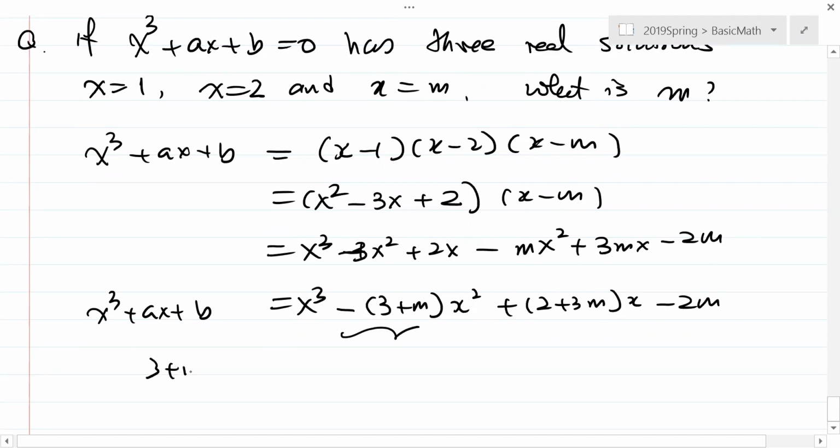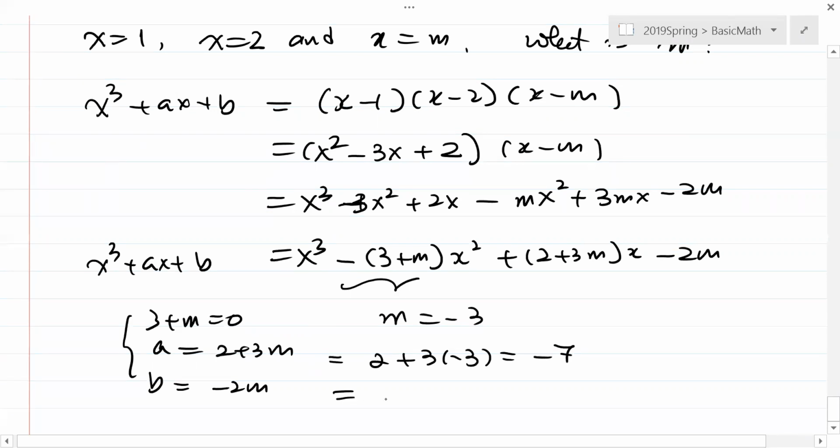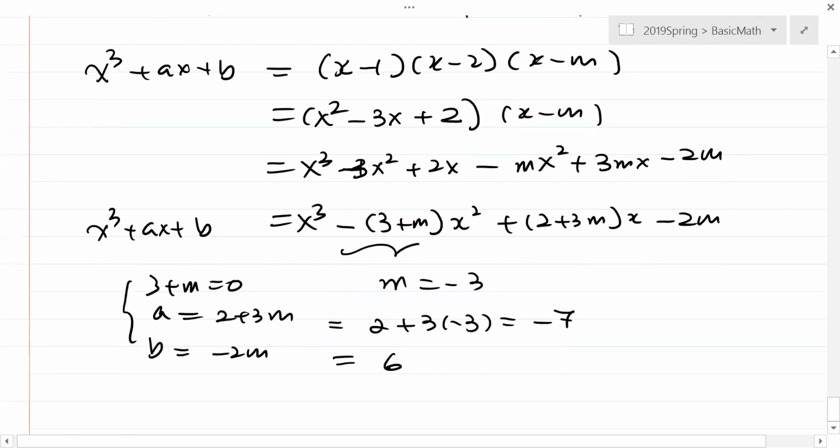So 3 plus m must be 0, and you can also determine the value of a and the value of b. So m is going to be negative 3. So a is going to be 2 plus 3 times negative 3, which is negative 9 plus 2, negative 7. And b is going to be 6. So you not only determine the value of m, you also determine the value of a and b.